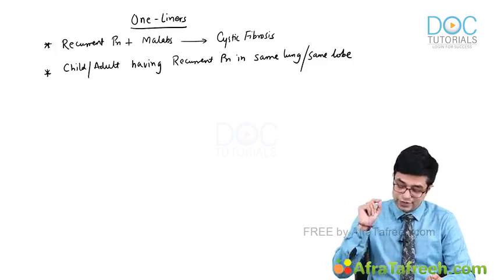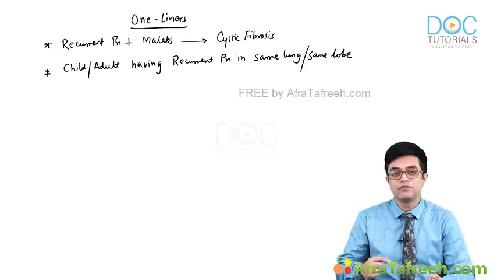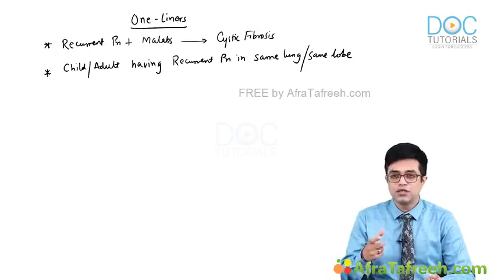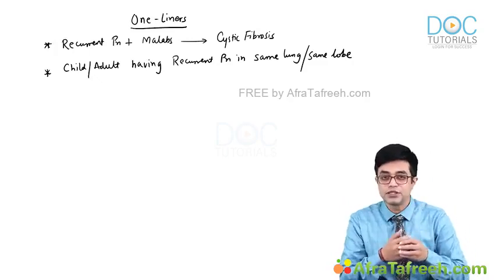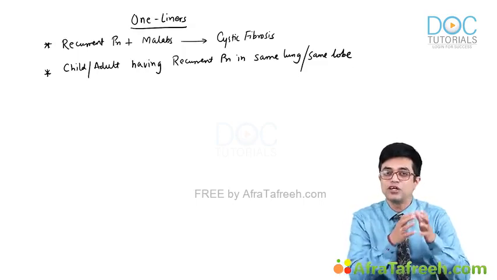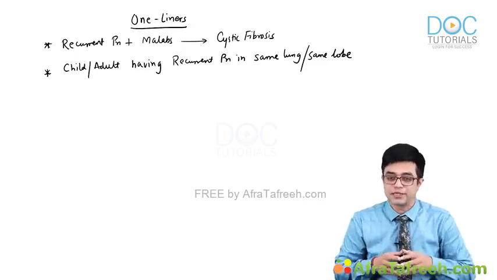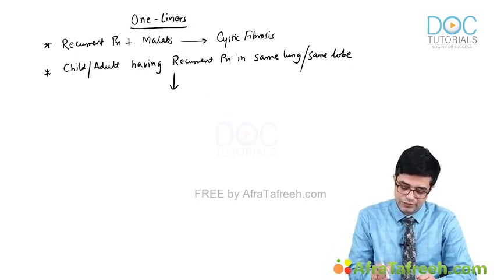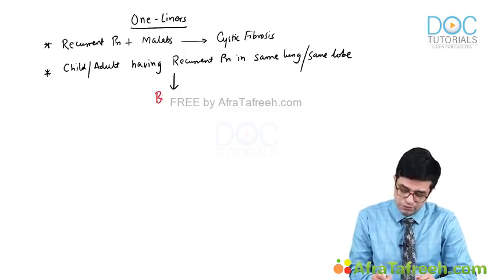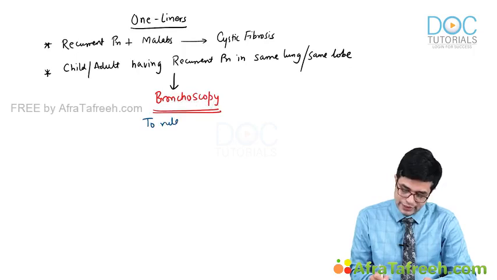Whenever there is recurrent pneumonia in the same lung or same lobe, you have to rule out whether mucus is draining properly. In other words, you will like to look for any bronchial obstruction of that particular segment. So the investigation you will perform in these is bronchoscopy, to rule out any bronchial obstruction pathology.